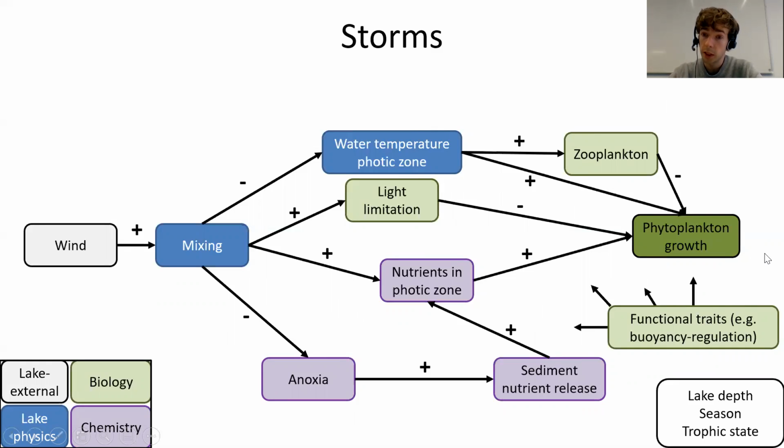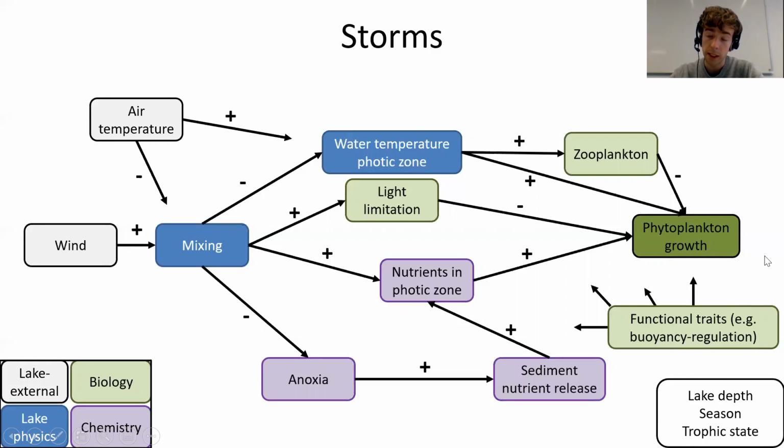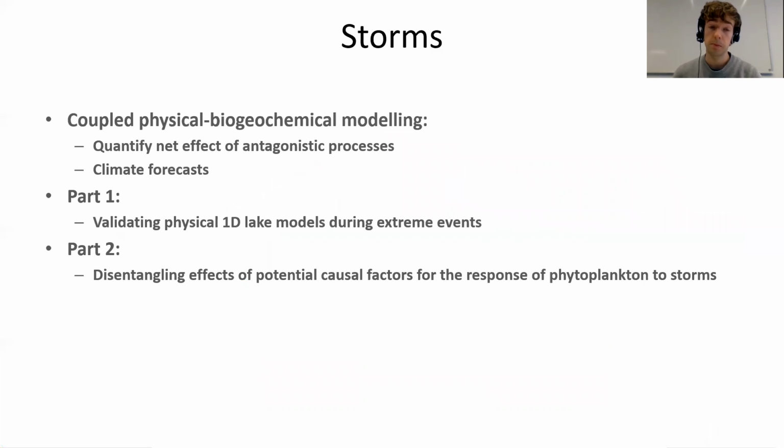And there are functional traits of phytoplankton. Maybe some phytoplankton does well under dark conditions. And then there are factors such as lake depth, time of the year, trophic state. And we also want to bring in climate warming to this schematic. So it becomes very complicated very fast. And this is where coupled physical and biogeochemical modeling can maybe be an outcome, as you can try to quantify the net effect of many of these antagonistic processes. And you can do climate forecasts.